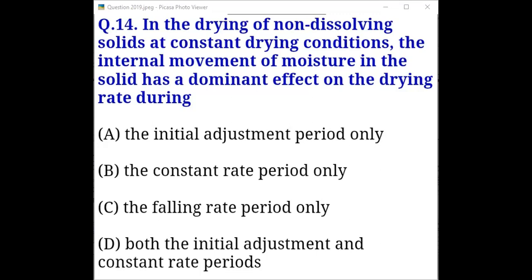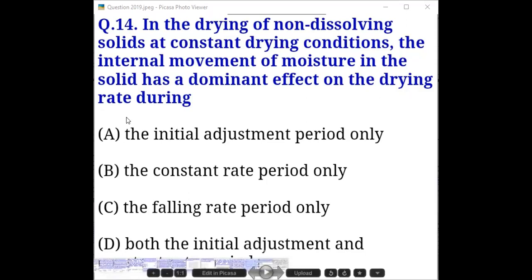The answer is C, falling rate period. You saw constant rate period is when the moisture is above, on the surface of the solid. Whenever moisture is there, at that time, but whenever moisture is removed from inside the solid, it is the falling rate period. So the correct answer is C.